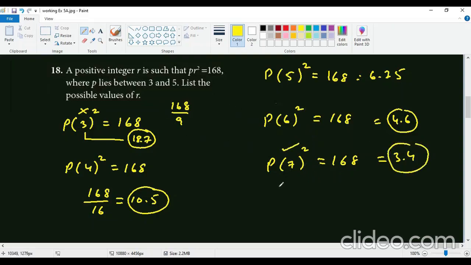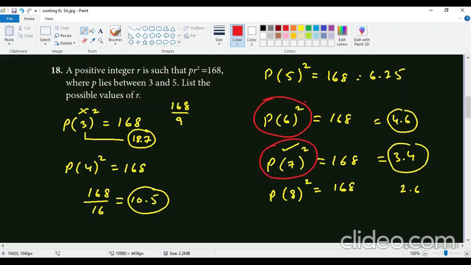Now let's use another number, 8. 168 divided by 64 is going to give us 2.6. So these two are the values, 6 and 7. 6 and 7 is the answer, because 6 is giving us 4.6 and 7 is giving us 3.4. So these two are the values. So 6 and 7 is going to be your answer.